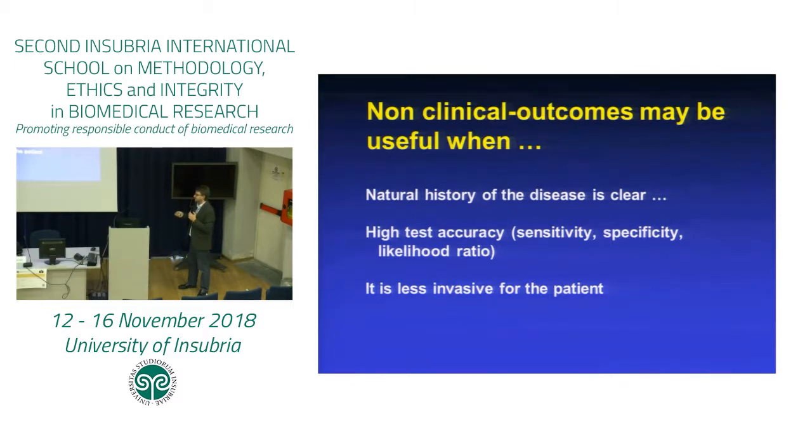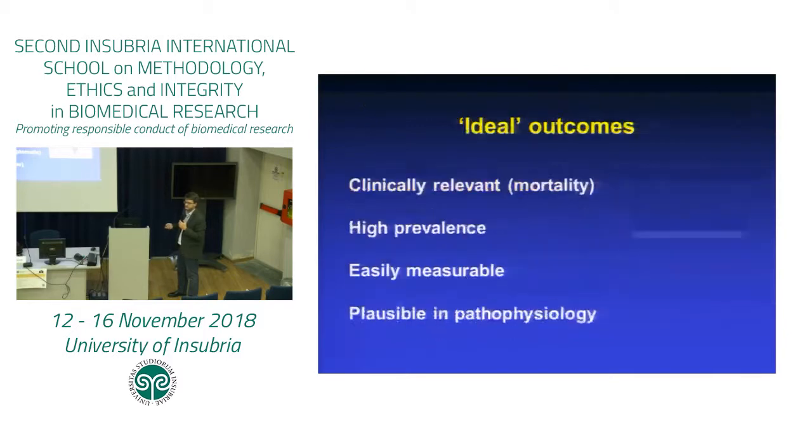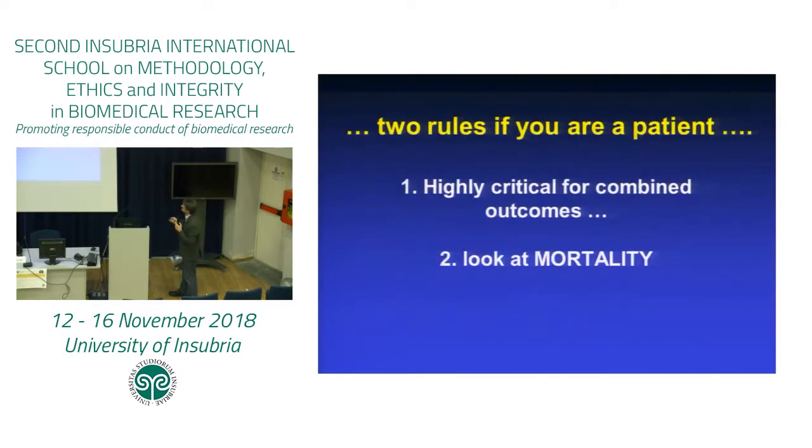Oh, that's really important. Let's take the example of venographic or echographic DVT. Which is better? The better accuracy is for venography. No matter of discussion, but we have to insert a contrast medium, and it's very easy to do an echography nowadays. Of course, if you are a patient, you look at the mortality, and that's another critical point.